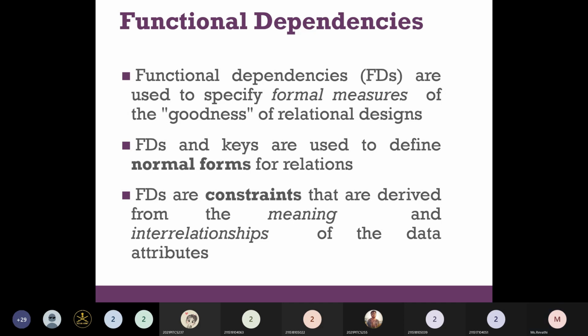Functional dependency is the important key term, and it acts as the formal measure which brings the goodness of the relational design. As I said earlier, functional dependencies and keys are used to define the normal forms for your relation. Functional dependencies are nothing but constraints which are derived from the meaning and interrelationship of the data attributes present in your relation.